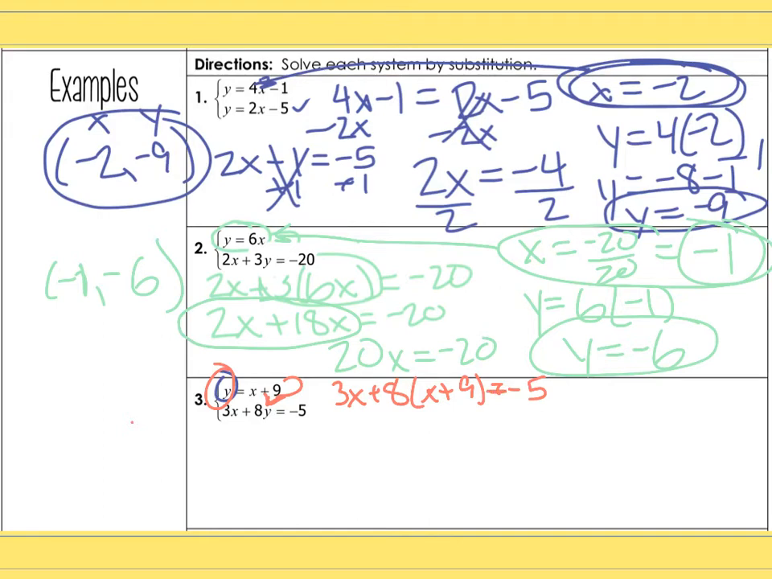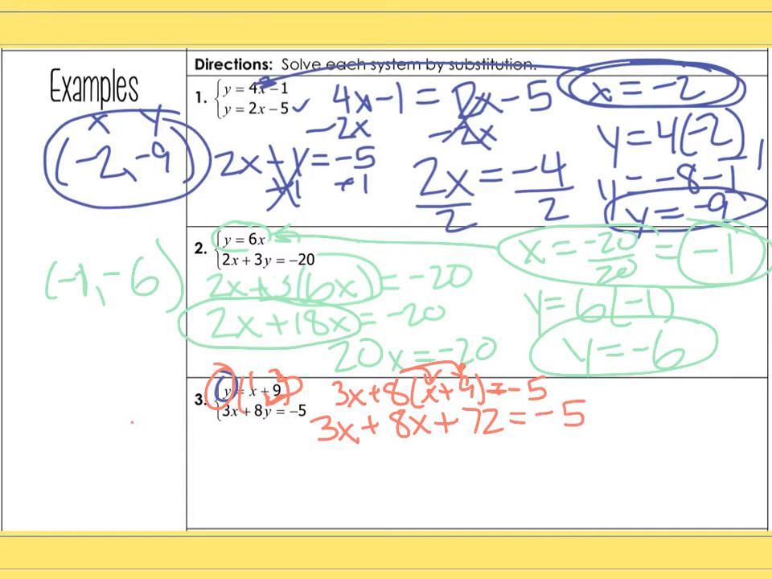Now this is going to require a little bit more work because we have a binomial. It has 2 terms here, term 1 and term 2. And that means that I'm going to have to distribute. So I'm going to take this, I'm going to plug it into here. So 3x plus, we have to take 8 times x, which is 8x, and then 8 times the 9, which is 72. And that all equals negative 5.